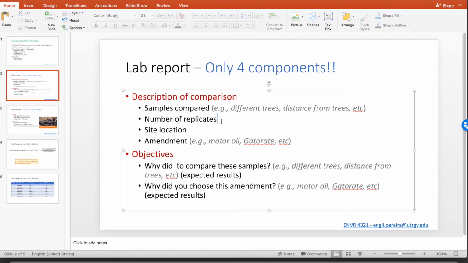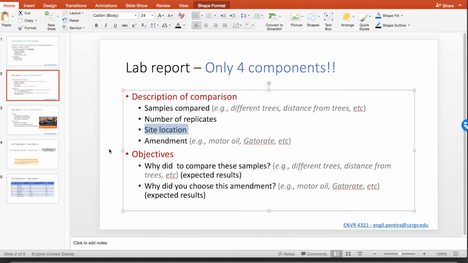You need also to mention the number of replicates you collected. Most of you collected 3 replicates per location. Mention also where you collected the samples. Was it in McAllen? Was it in San Benito? Where was it here in the RGV?